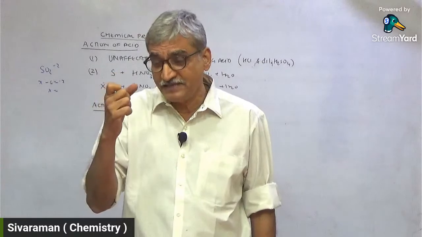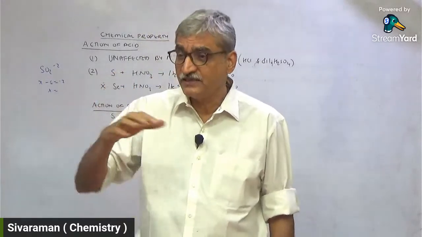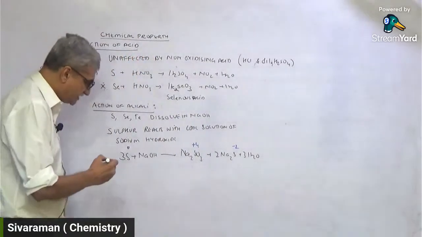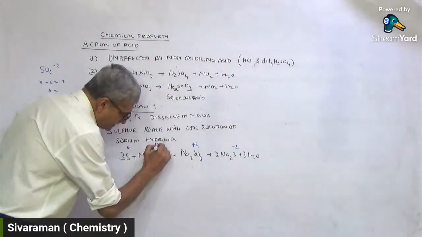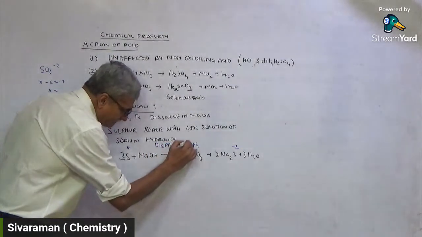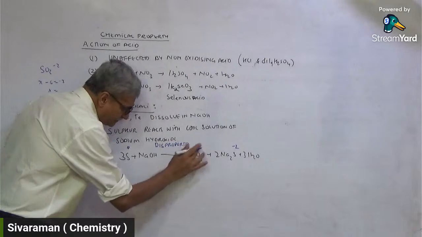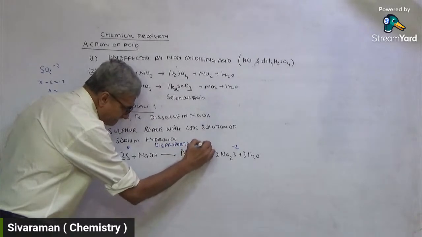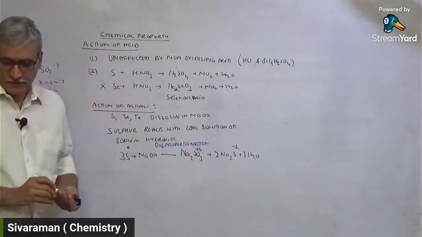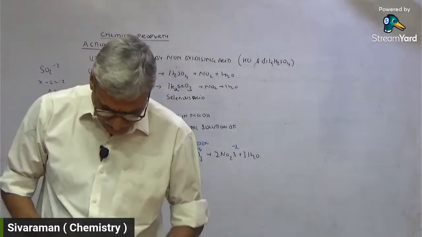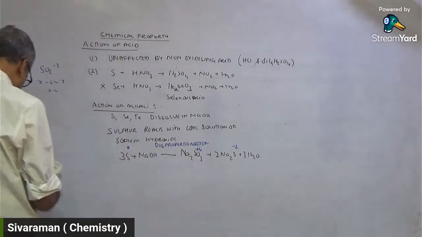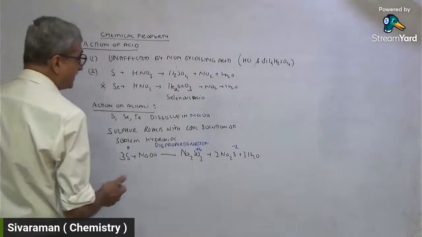But then remember, when the same substance undergoes oxidation as well as reduction, we say it is what? It is disproportionation. So this reaction is disproportionation. When the same substance undergoes oxidation as well as reduction, it's called disproportionation. Is this clear?